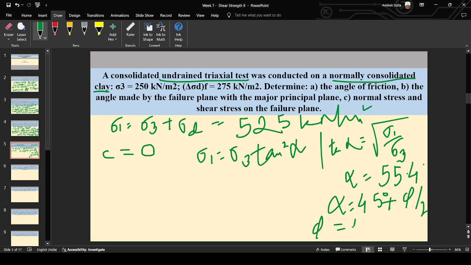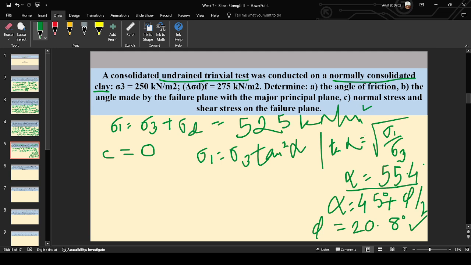approximately 20.8 degree. This is the value of phi, so we have got the angle of friction. Now the angle between the failure plane and the major principal plane, that is alpha, we also have got, 55.4. So part A and part B are over.